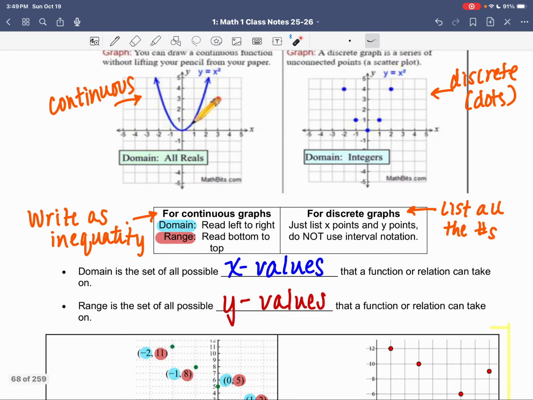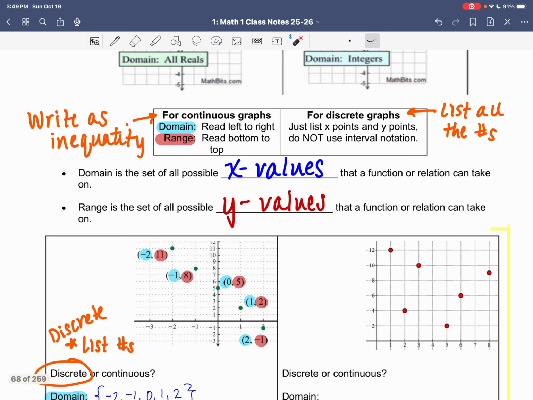All right, so for continuous graphs, we usually write it as an inequality. For domain, you're going to go left to right. And for range, you're going to go from the bottom up. So make sure you know for continuous graphs what to do. And again, we typically write that as an inequality. Now for discrete graphs, you just list all the points. So we do not use interval notation or inequalities.